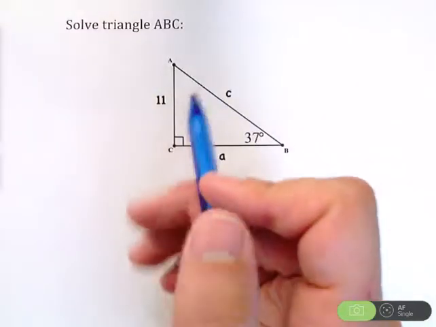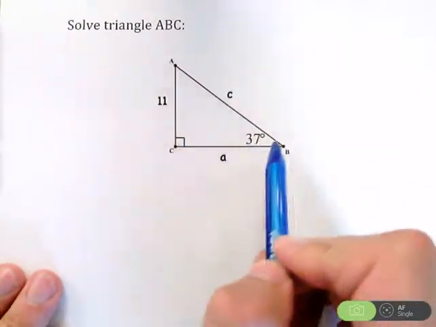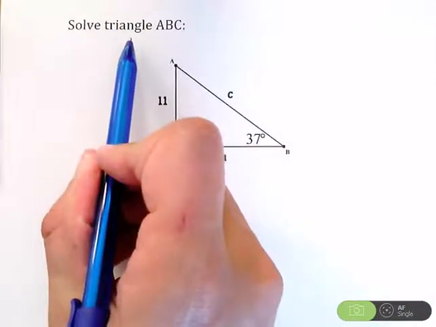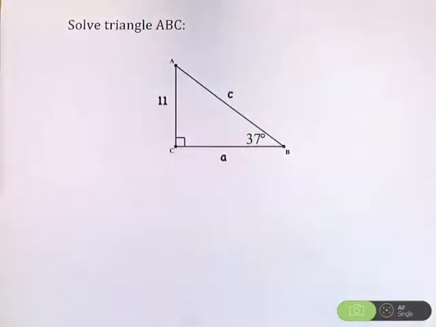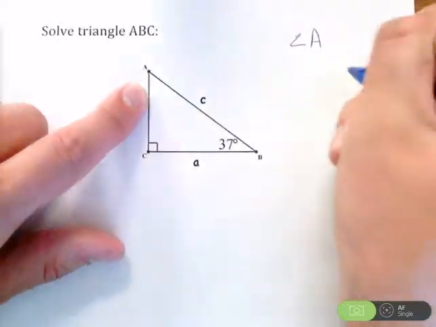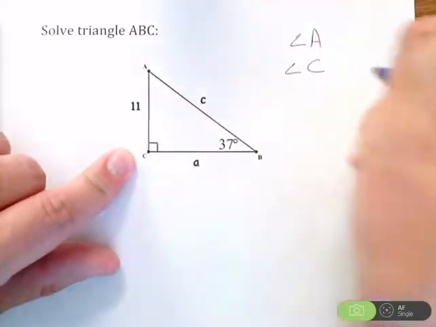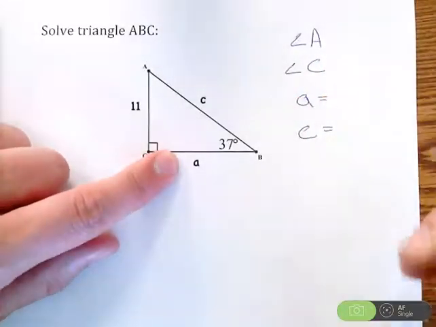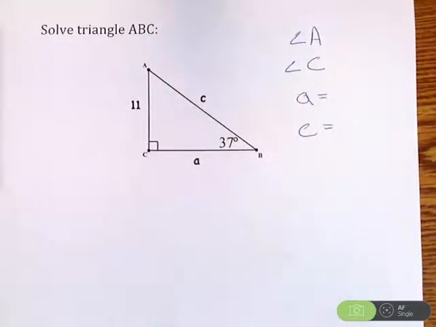We're going to solve the triangle ABC. I have a few pieces filled in, but we're going to solve the triangle. What that means is you need to identify all angle measures that aren't already known, and find all side lengths that aren't already known. So I do not know angle A, angle C, side A, and side C. We're going to find all four of those.